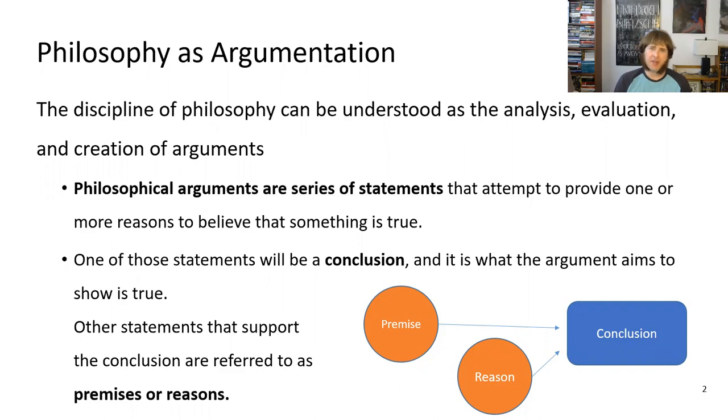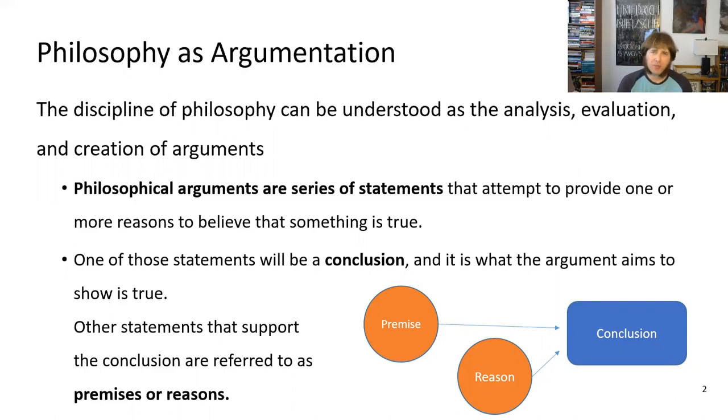Those other statements, the ones that do the supporting, are called premises or reasons. And you see I've put premise and I put reason onto two little bubbles there that have arrows and are supporting the conclusion. For our purposes in this course, we can just use those terms interchangeably. You know, what's your premise? What's your reason? In either case, a premise or a reason gives support to a conclusion. A conclusion gets the support from the premise or the reason.